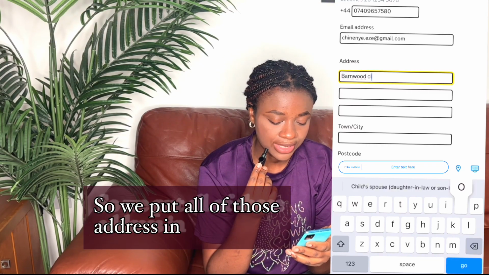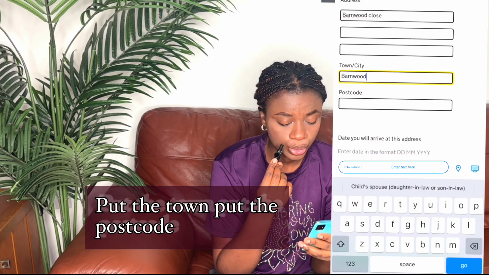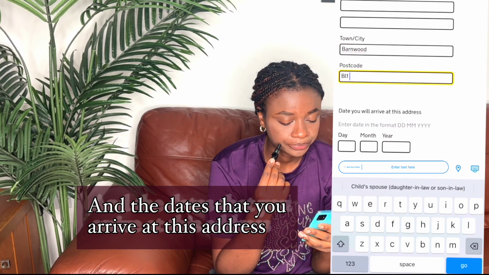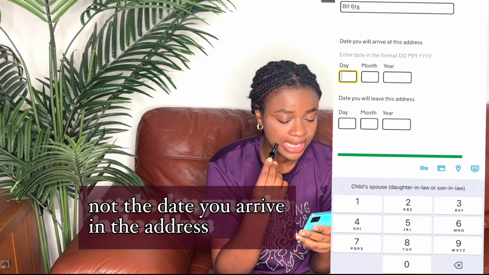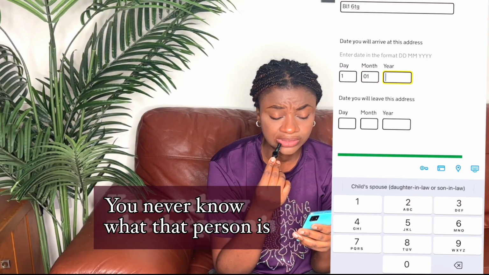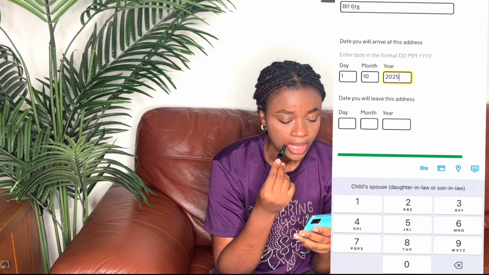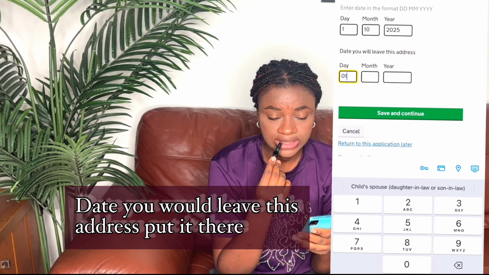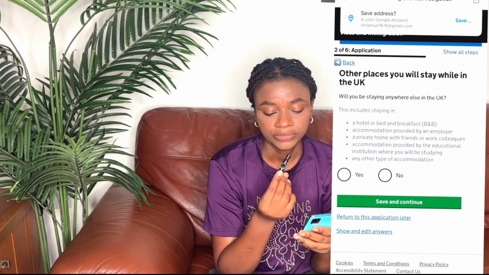So we put all of those addresses in, put the town, put the postcode, and the dates that you arrive at this address, because possibly the date you arrive in the UK is not the date you arrive at the address. So please fill it appropriately. You never know what that person is going to be asked at the border control. Dates you will leave this address, put it there as well, and then save and continue.